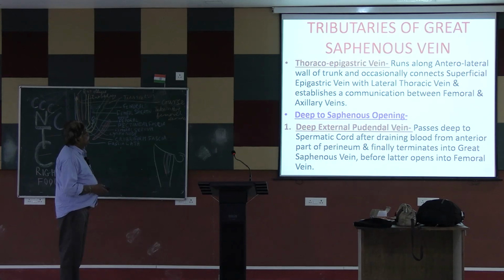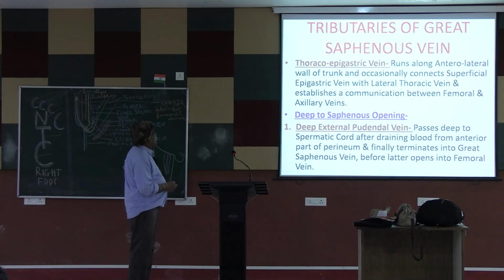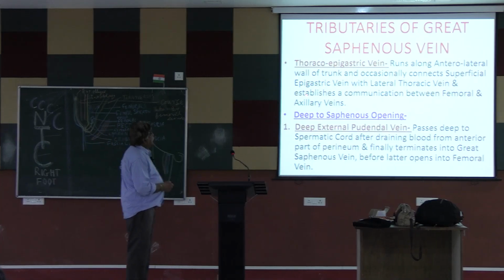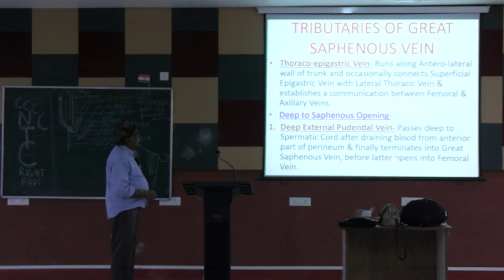Tributaries of the great saphenous vein: the thoracoepigastric vein runs along the anterolateral wall of the trunk and occasionally connects the superficial epigastric vein with the lateral thoracic vein, establishing a communication between the femoral and axillary veins. Deep to the saphenous opening, the deep external pudendal vein passes deep to the spermatic cord after draining the anterior part of the perineum and finally terminates into the great saphenous vein before the latter opens into the femoral vein.